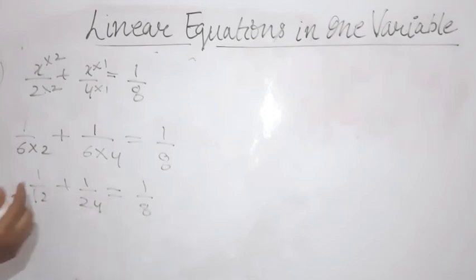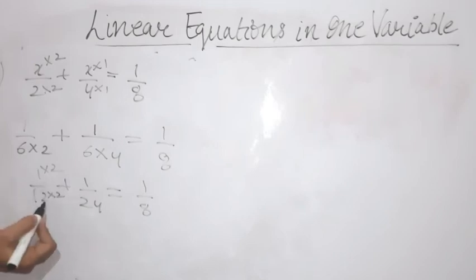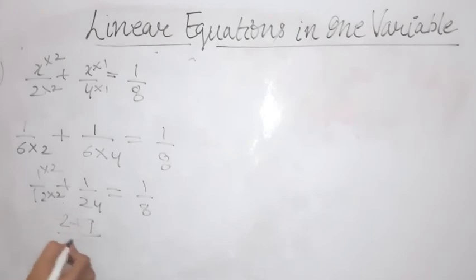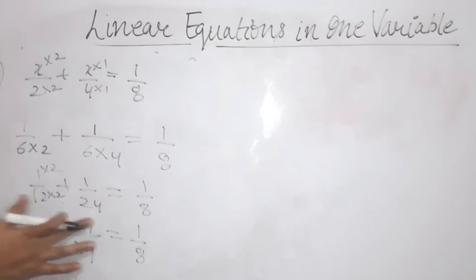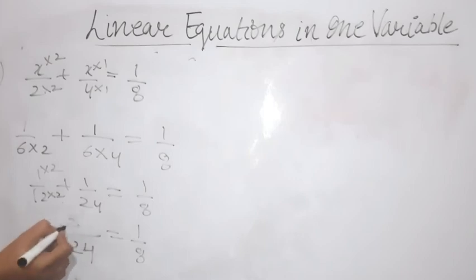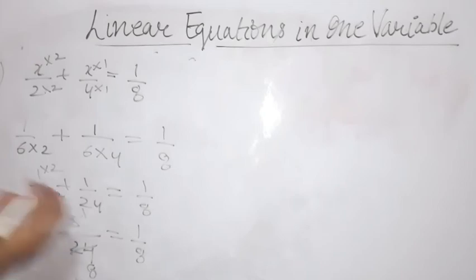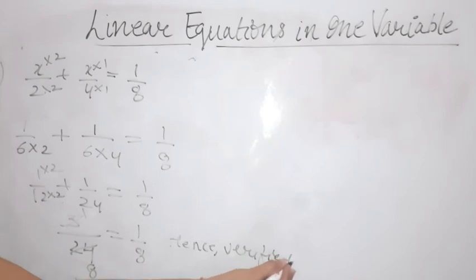24 comes in the table of 12, so we take the LCM, and the LCM of 12 and 24 is 24. To make it 24, 12 has to be multiplied by 2. We have to do the same process with the numerator also. So 2 plus 1 upon 24 is equal to 1 upon 8. Now 2 plus 1 is what? It is 3. Once you simplify 3 upon 24, 3 ones are 3, 3 eights are 24. What is it? 1 upon 8. So we can say that LHS is equal to RHS, hence verified.